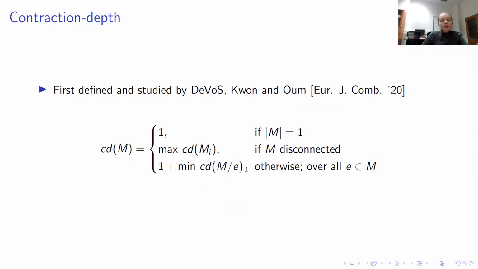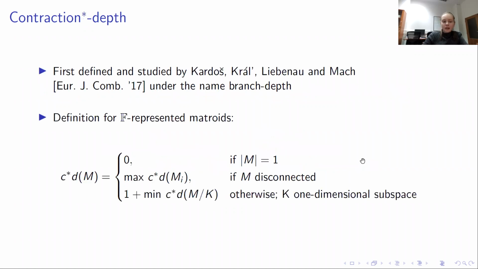And finally, I would like to define the parameter of contraction star depth, which was first defined and studied in the work of Kadosh, Králi, Benau, and Mach. It was introduced as the analog of tree depth in the matroid setting. It was originally introduced under the name branch depth, but at the same time there was another parameter of the same name introduced in the work of Devos, Kohn, and Ohm. So in our work, we decided to rename it to contraction star depth. Here I first have the definition for F-represented matroids.